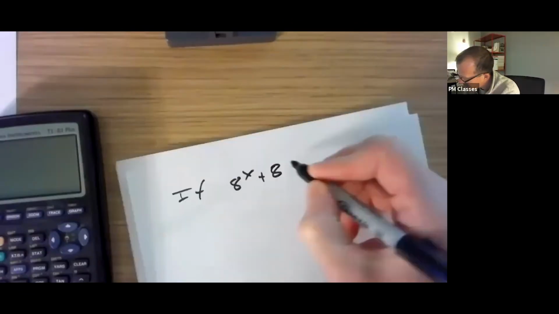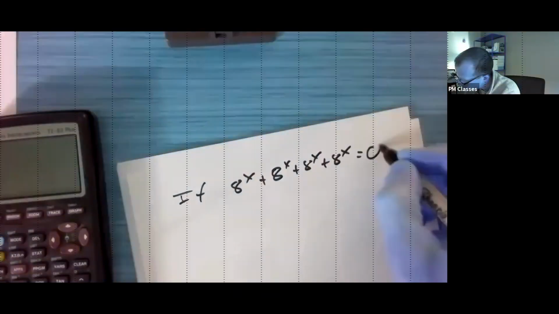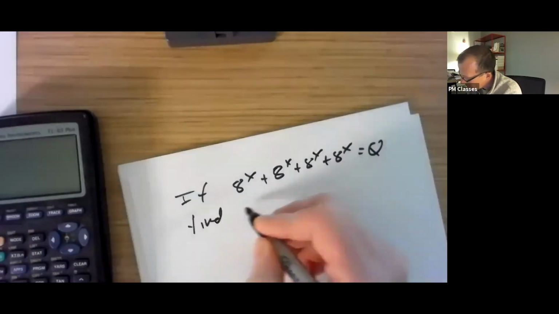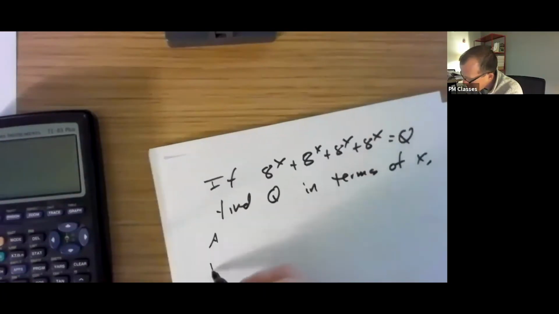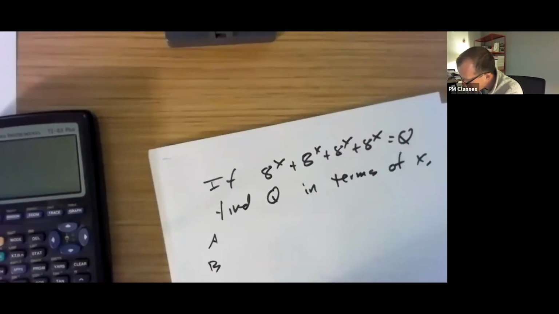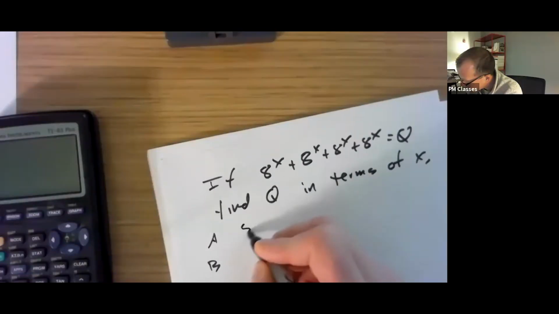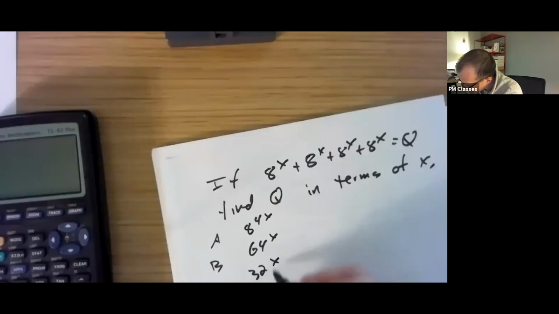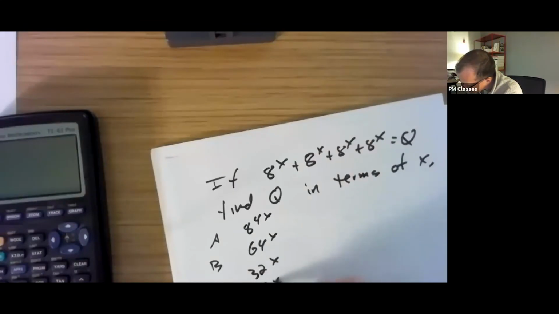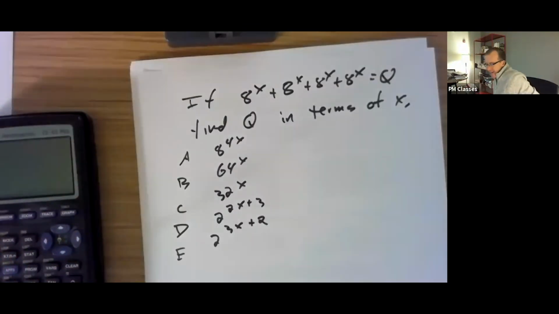So if 8 to the x plus 8 to the x plus 8 to the x plus 8 to the x equals q, find q in terms of x. So you guys can write that down. You can start playing with it. I'm going to write up some answer choices here. So E, I get a lot of E's. I got an A, I got a C, we're covering all of the answer choices.